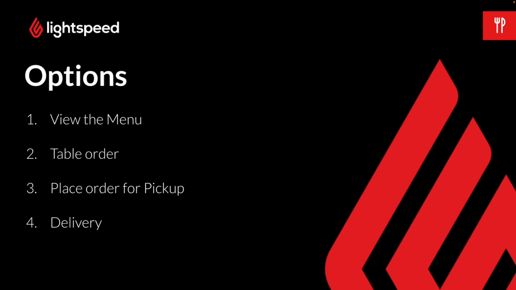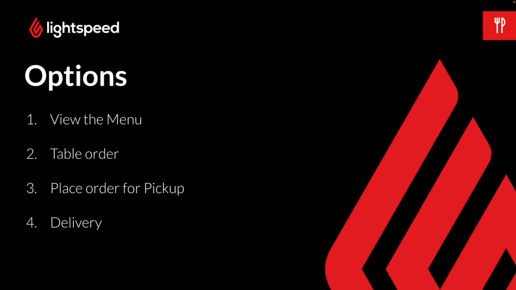With Order Anywhere, you can configure your online ordering environment where you can display one or multiple menus online. Depending on your settings, your customers can 1. Solely view your menu, 2. Immediately place an order for the table that they are currently sitting at, 3. Place an order to be picked up later or at a scheduled time, or 4. Have their order delivered to their home at a desired moment.